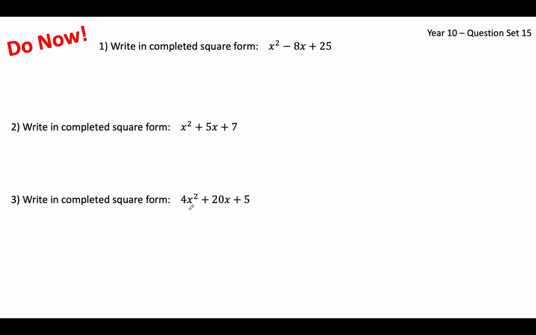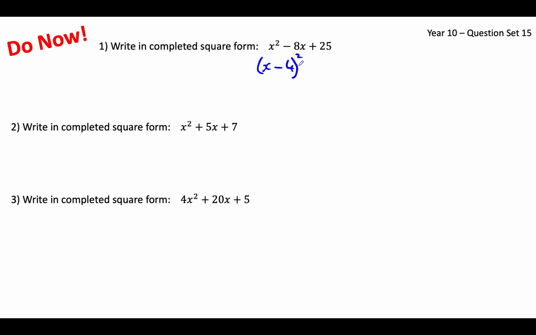Okay, so time's up. Let's go. Completed square form then. Let's have a look. So the first thing to do is to write that first bit in a bracket squared. So x squared becomes x, and you halve the coefficient of x to make 4, and square all of that.